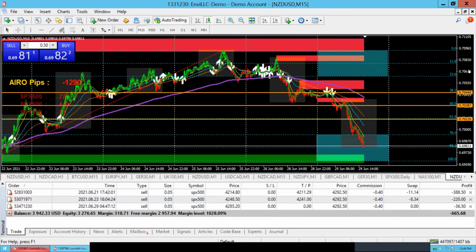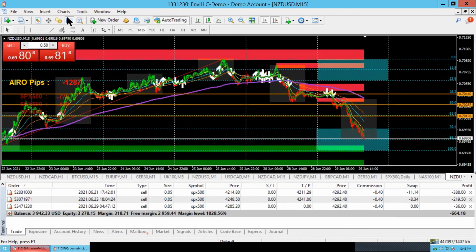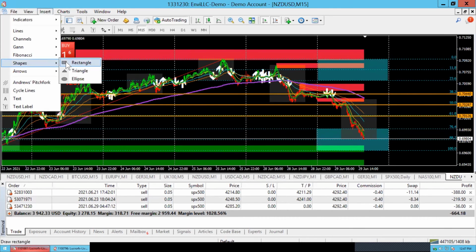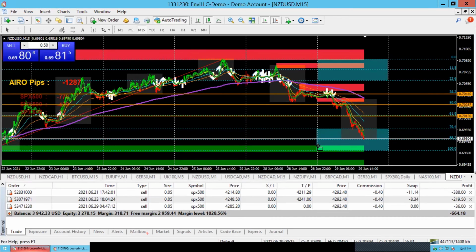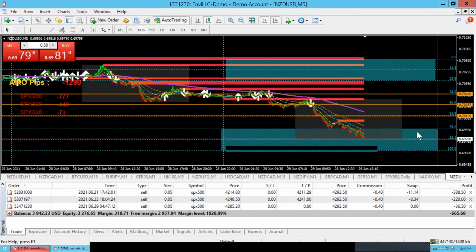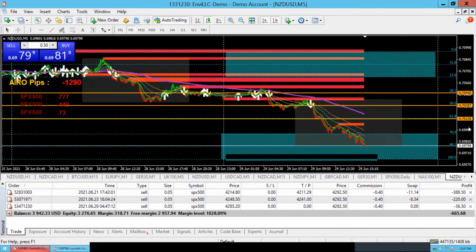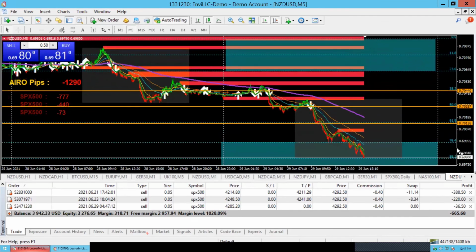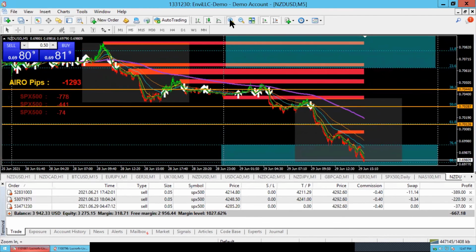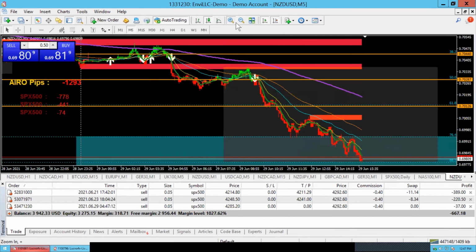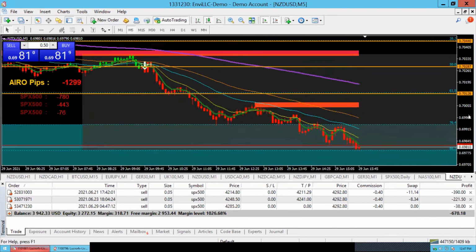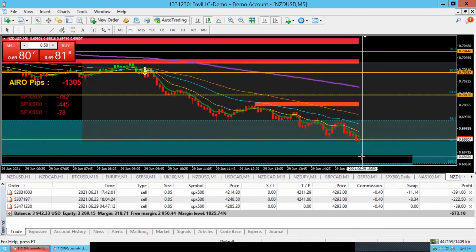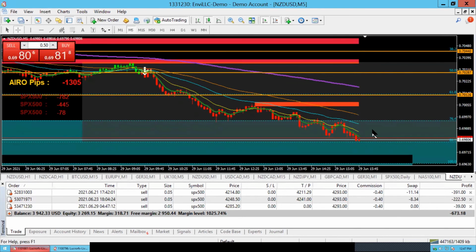And I'm just going to mark this zone so I have it on all time frames. And I'll go to my 5-minute chart. One more time. This would be the target. This would be where the top of that green zone is that we're looking at. There's 10 pips.